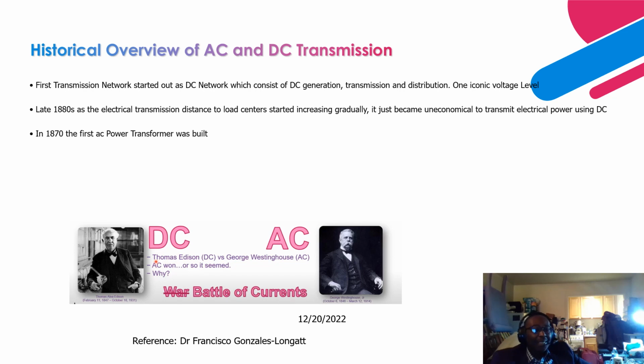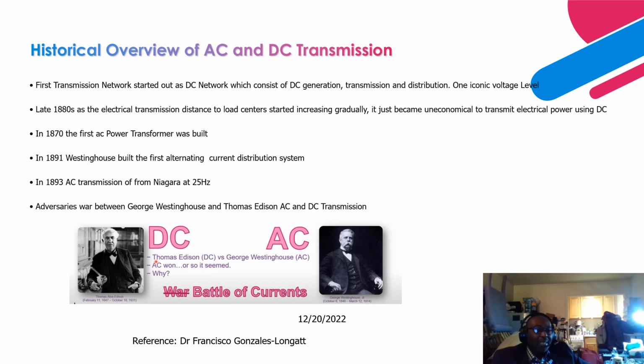So in 1870, the first AC power transformer was built, and that was possible because the power transformer gives the flexibility to step up or step down voltages. As such, different voltage levels can be synthesized and used for transmission and distribution. This was the time that AC power transmission started gaining great momentum over the DC transmission system. Then in 1891, George Westinghouse built the first alternating current distribution system.